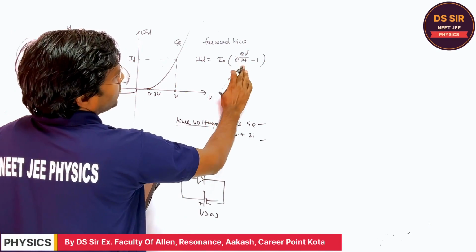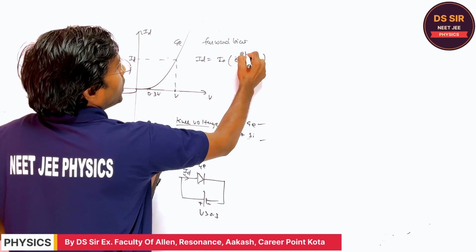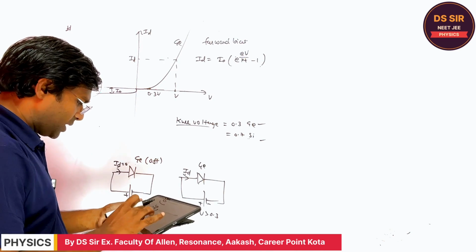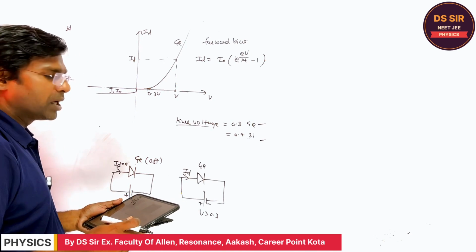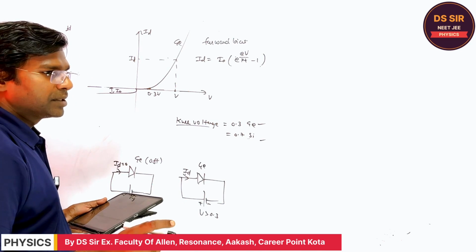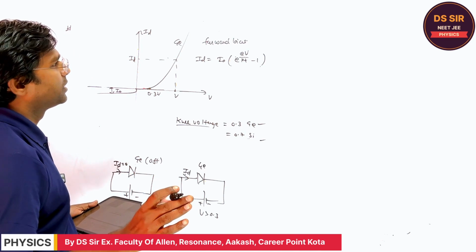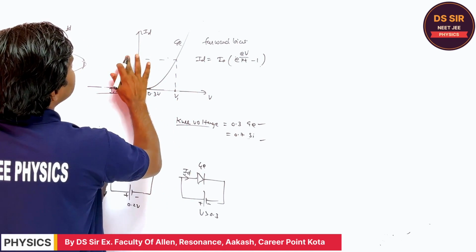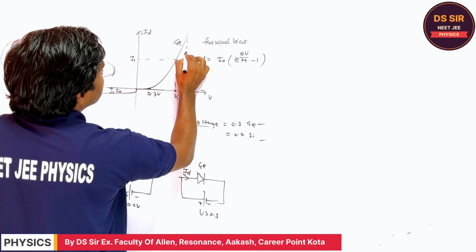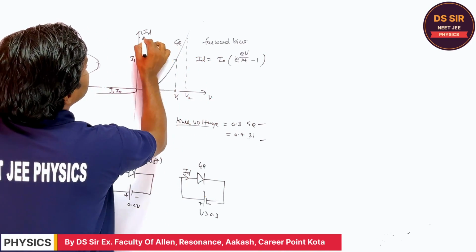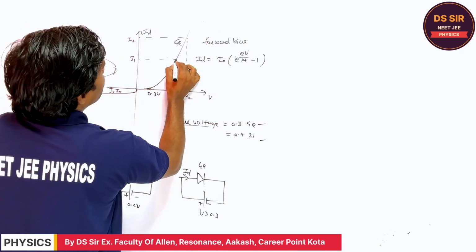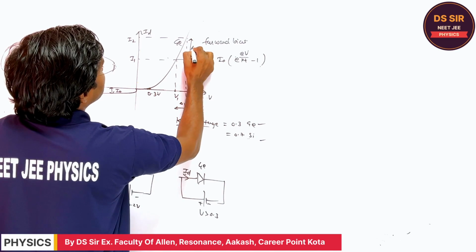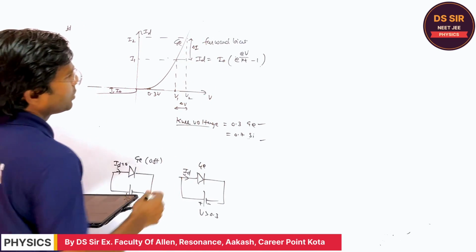So listen, one thing: as you increase the potential, the current in the diode increases exponentially. Do you understand this? Listen one more thing. If this is V1 and this is I1, you may assume, and if this is V2, the current also increases. So this is the change in potential and this is the change in current. Is it clear or not?